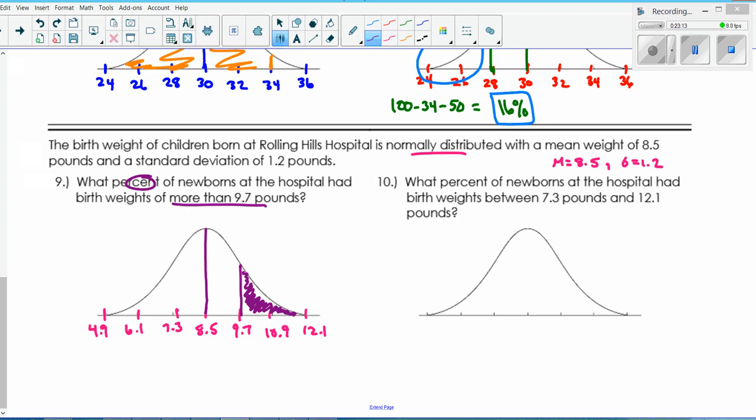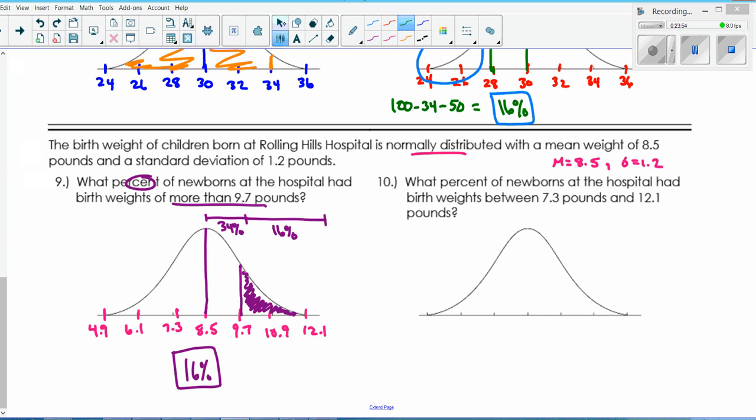This is one standard deviation to the right, so from here to here represents 34%, because remember, one standard deviation left and right is 68, so we cut it in half. That represents 34%. From here all the way to the end has to total 50%, so this would have to be 16%. It's got to be 50% because from the middle you'll always have 50% fall left and 50% fall right. So 16% of newborns would weigh more than 9.7 pounds.